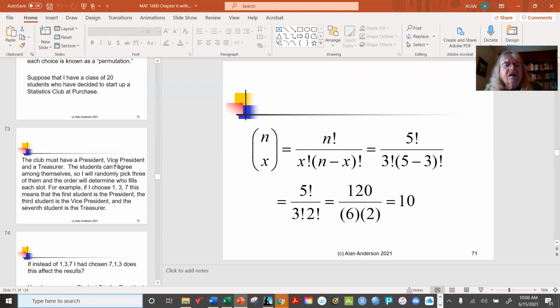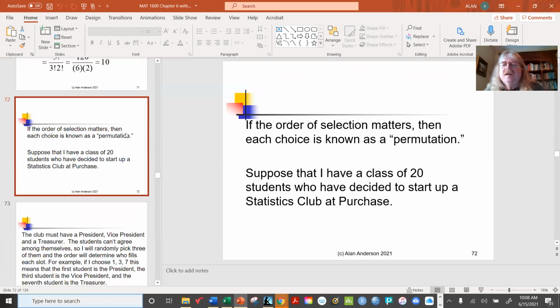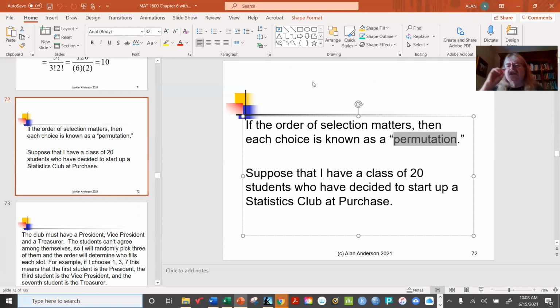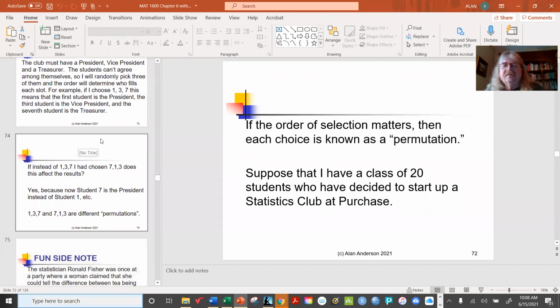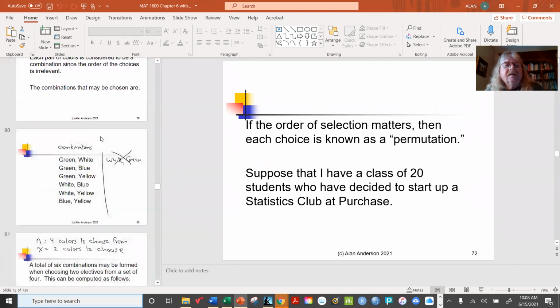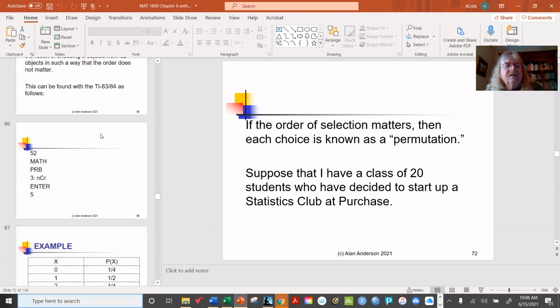We also showed a different type of example. When the order matters, then each selection is known as a permutation. All right, so we won't be using that in this class, but I just wanted you to know this. There is such a thing as a selection where the order matters. When that happens, they're called permutations. And the formula, of course, is different. Okay, let's see, what else did we do?